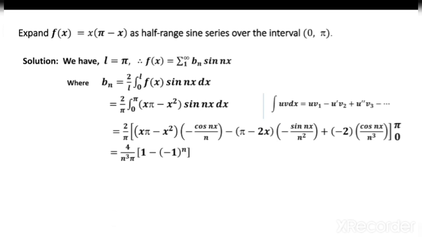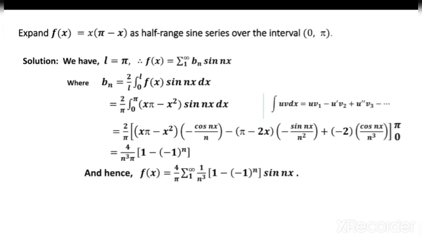When you put the value x equal to 0 and x equal to pi, you will be getting 4 by n cube into 1 minus minus 1 power n. Sine n pi is 0, sine 0 is 0 and cos n pi is minus 1 power n. That's why you are getting the value 4 by n cube pi in brackets 1 minus minus 1 power n.